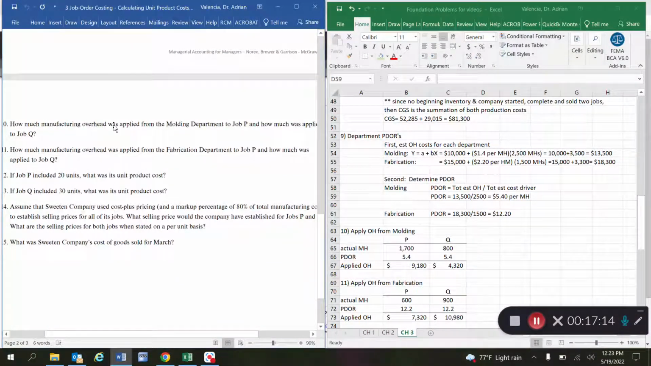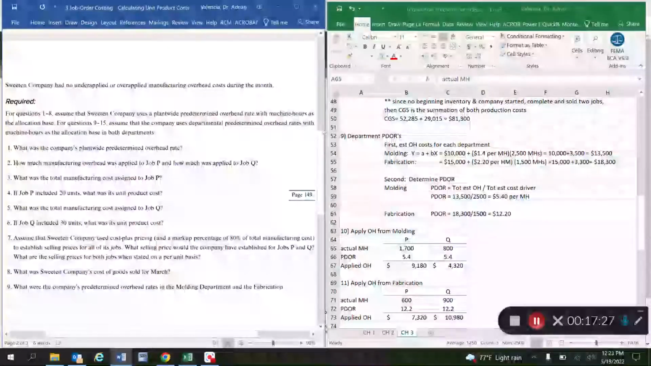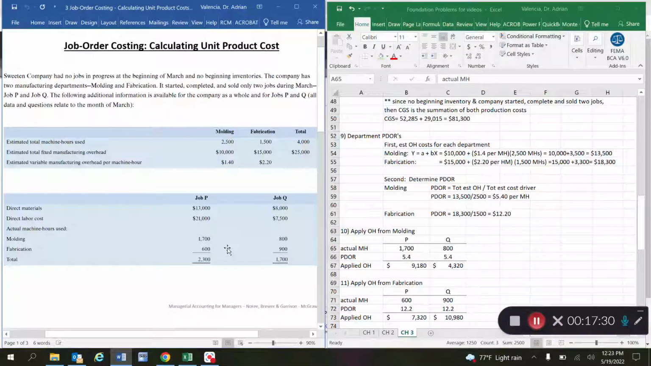So then question number 10, we're being asked to apply overhead. How much manufacturing overhead was applied from the molding department to job P, and how much was applied to job Q for molding? So this now is based on actual hours. Technically this is not happening on the same day that we do this rate, obviously, right? We end up finding out that we use 1,700 machine hours for molding for P, and then 800 machine hours for molding for Q later on.